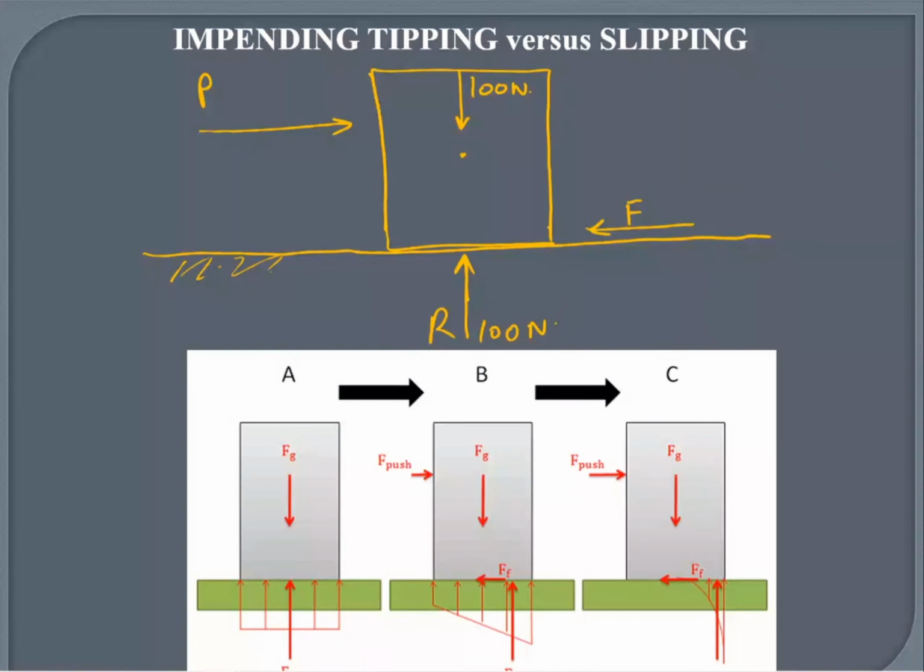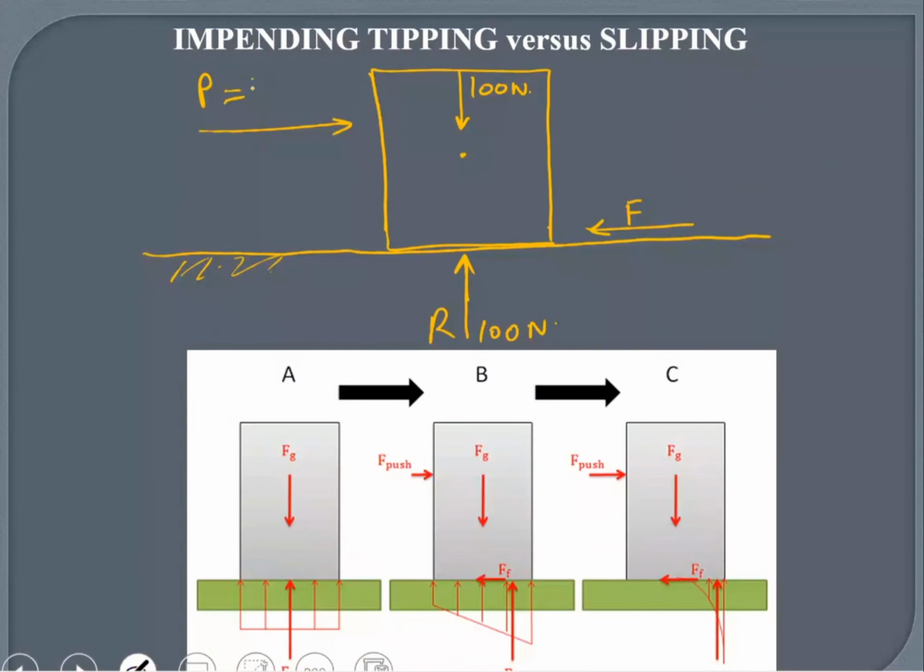Now, you do know that if I increase the P value, my R starts shifting. Remember? Do you all agree with me? When I increase the value of P, my R shifts. Agree? Because remember we did that moment example? Okay.